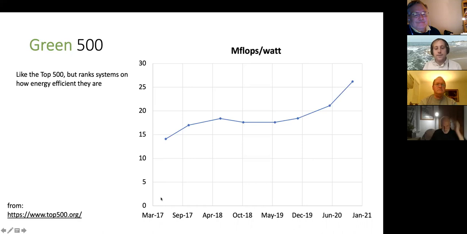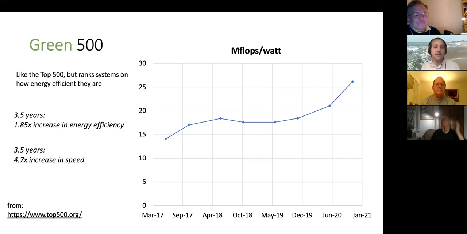If we look at 2017, this is megaflops per watt, going up to November of this year, what we'd see is that in 3.5 years, we've only been able to do these dense matrix multiplications about 1.8x more efficiently, whereas we're getting a 4.7x increase in speed. So we're able to do these things faster, but we're eating up more and more energy. And as somebody who's concerned about climate change, we were just barely evacuated from our apartments in Santa Cruz because of the wildfires. This can be a little bit depressing.